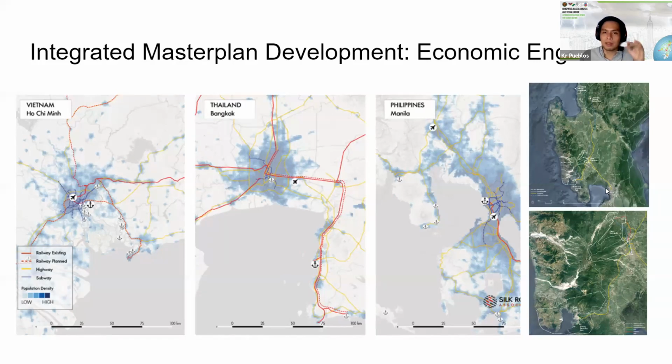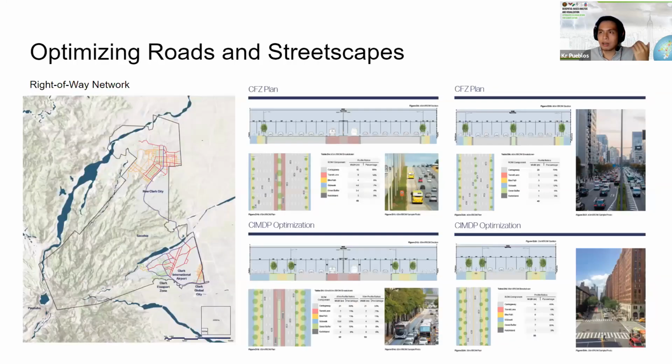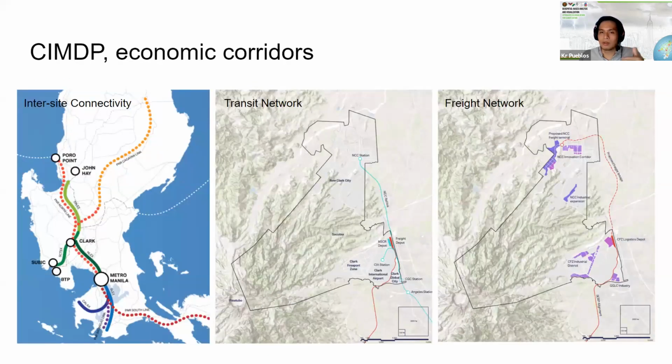And then once we mapped out the different connectivity, and we also mapped out the transit networks and the freight networks, these are your industrial sites and how the freight networks interact with them. That's when we went on to develop the rest of the plan.